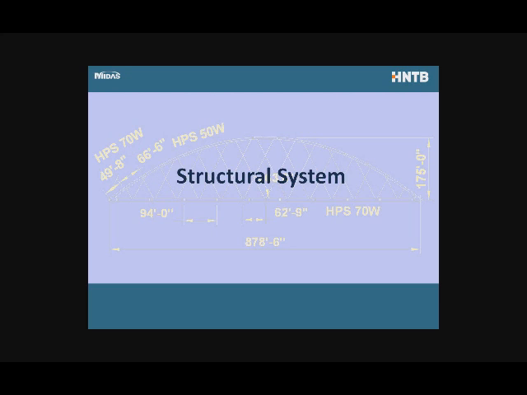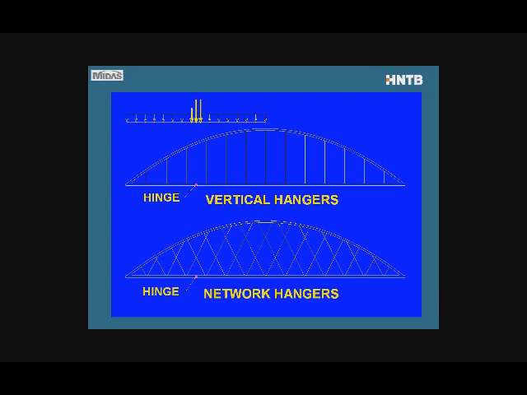So why do we build network tied arches? I want to start out with just going a little bit over the structural system and showing you the advantages of this network hang arrangement. And to do that, I have this comparison here of 2 network tied arches.